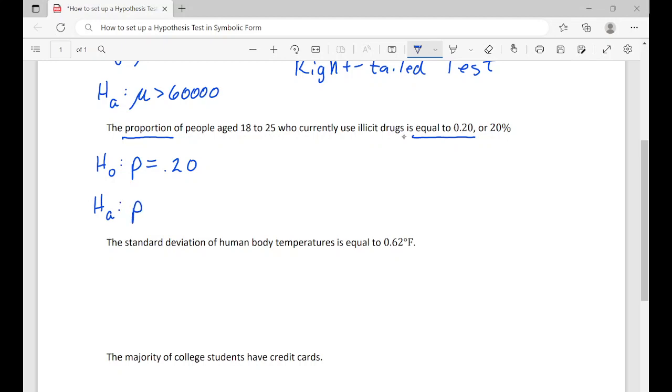Next for the alternative, again it's still p. Now it says it's equal to, which is here, so the alternative to something that's equal is going to be not equal to 0.20. And we again look at the alternative to be able to tell whether it's one-tailed, two-tailed, left, right. And since this has a line through it, this means that this is a two-tailed test. So a not equal to symbol means two-tailed test.